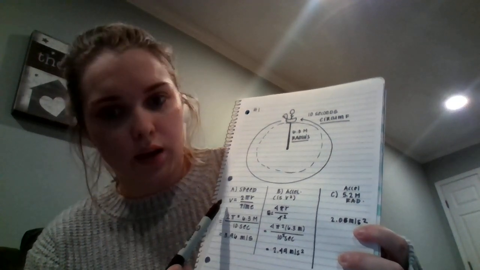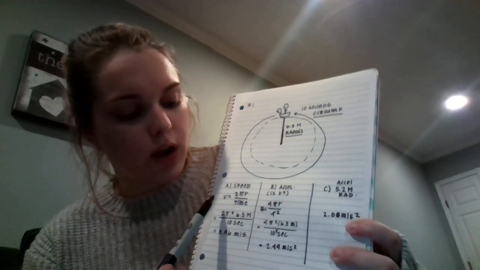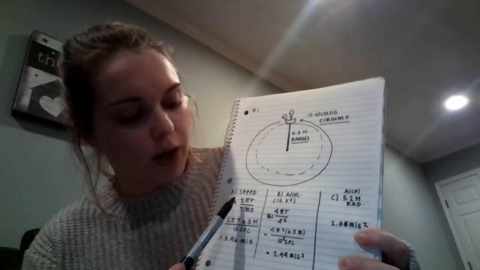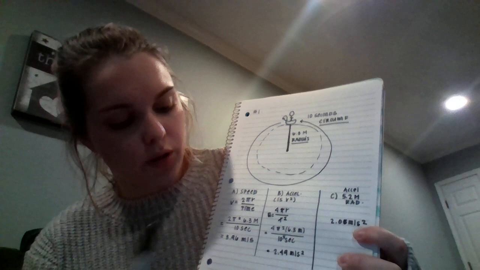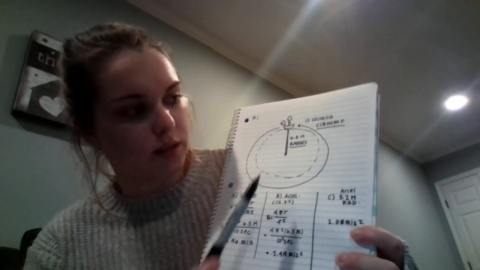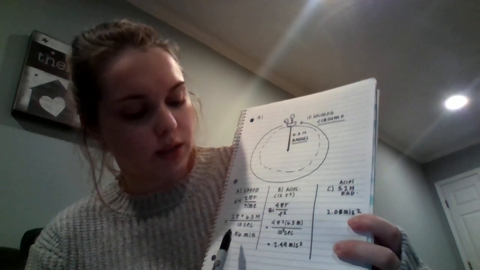For part A, calculating the speed, I used the formula for velocity, so 2 pi times the radius over time. I calculated 3.96 meters per second by plugging in that 6.3 radius and that 10 seconds for the time.